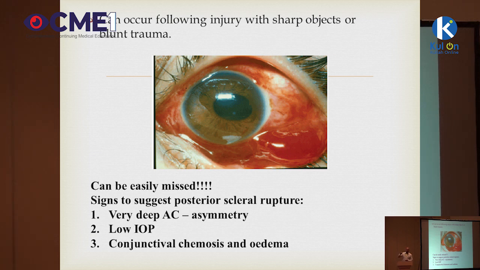And again, if someone has a lot of conjunctival swelling and hemorrhage, and you can't actually see the sclera because there's too much blood, you should have a very low threshold to explore these patients for a rupture. Okay? The clinical examination sometimes will be very misleading.